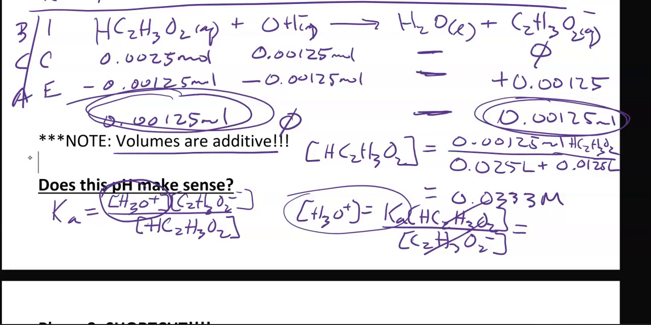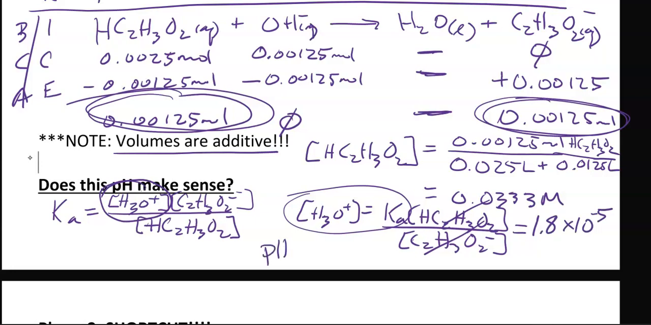If you don't believe me, go ahead and substitute in the concentration of 0.0333 and you'll notice it cancels out for both of those chemicals. So the hydronium concentration is 1.8 times 10 to the negative 5. So I guess you know what we're going to do next. We're going to calculate the pH.